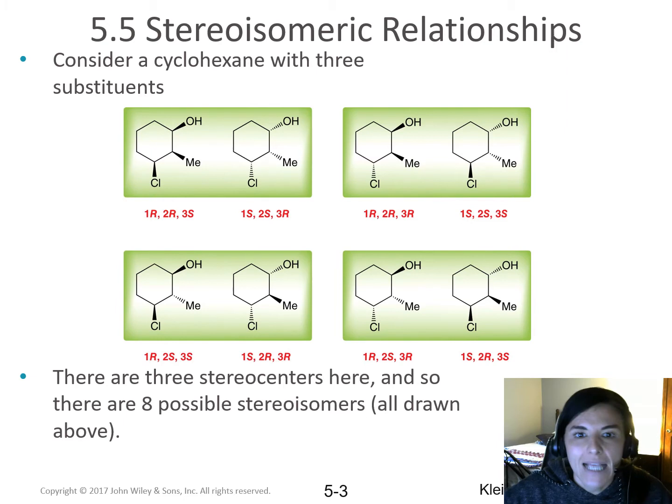Let's consider for a second cyclohexane that has 3 different groups attached to it, 3 different substituents. There are 3 different stereocenters or chiral centers here, each of which is going to be either in the R or the S configuration. Since there are 3 stereocenters and 2 options for each stereocenter, we get a total of 2 to the third or 8 possible combinations that we could have.